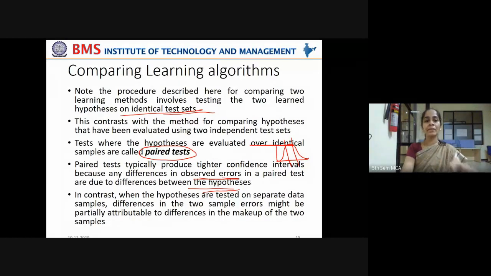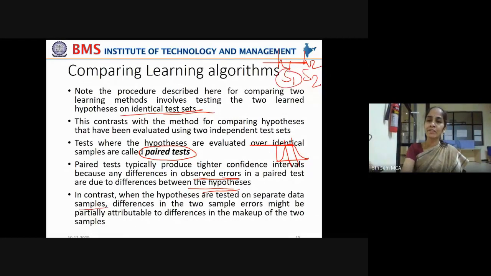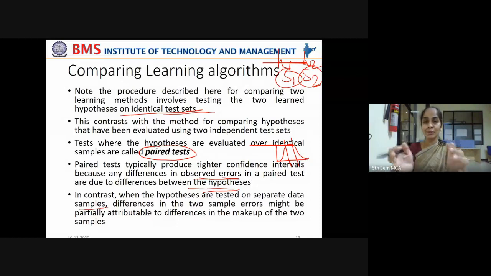Now, in contrast, what is the other way? When the hypotheses are tested on separate data samples, say you have taken samples S1 and S2, and you have tested hypothesis H1 on S1 and H2 on S2. Now, differences in the two sample errors might be partially attributable to differences in the makeup of the two samples. In this case, the contents of sample S1 may be different and contents of sample S2 may be a little different, though they are drawn from the same distribution.